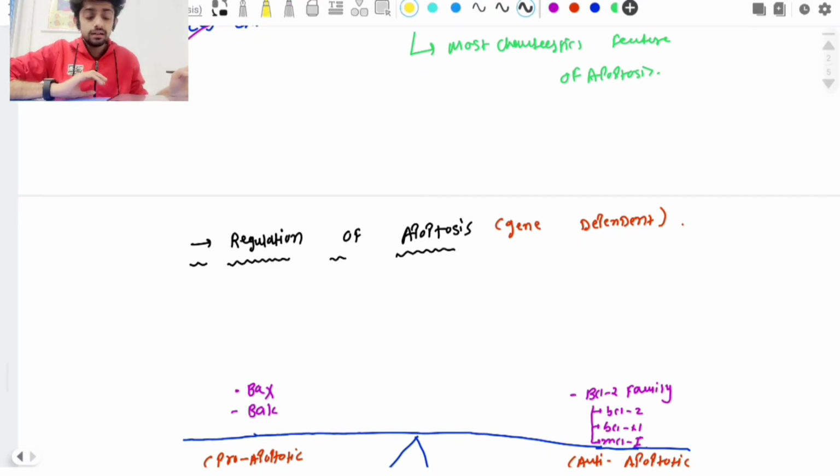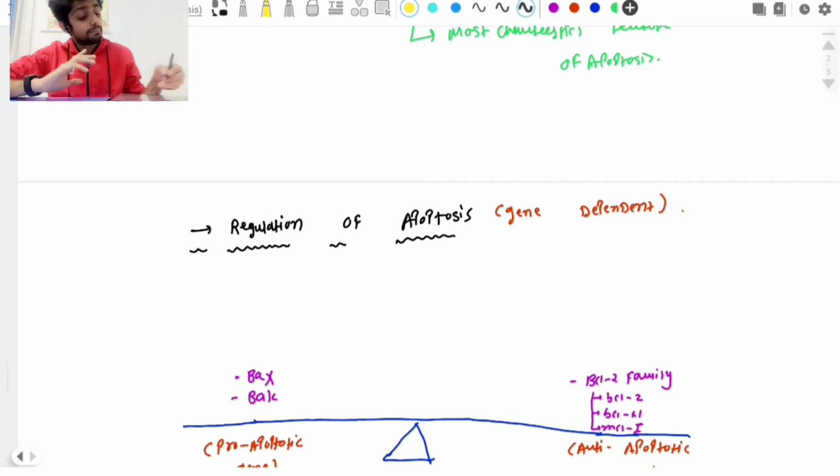After that, regulation of apoptosis. There is a certain mechanism that can regulate apoptosis. It is not like necrosis, which is always pathological and occurs unwantedly, but it occurs wantedly. We want apoptosis for our normal life purposes. So what is the regulation of apoptosis?